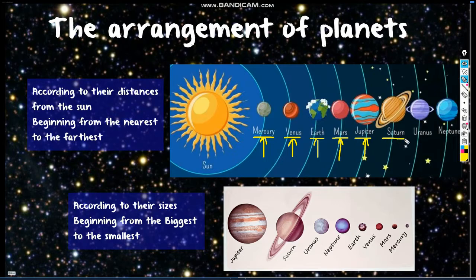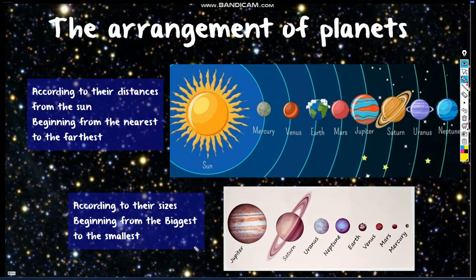The sixth one is Saturn. The seventh one is Uranus. And the last one, the eighth one, is Neptune. Okay, so this arrangement is according to their distances from the sun.